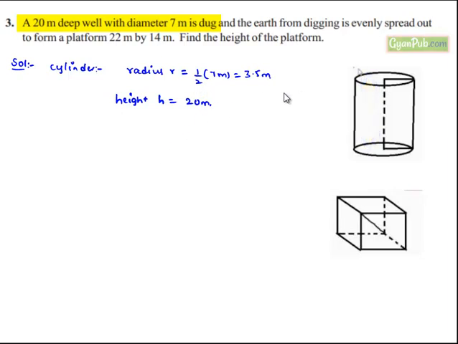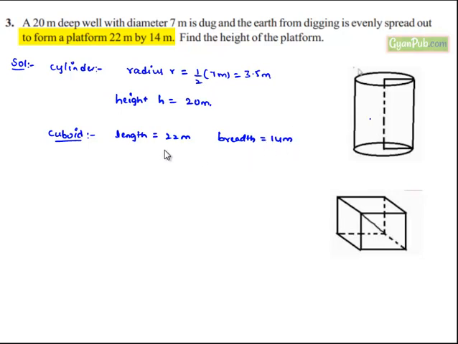Now he says that the mud from this dug well is taken and used to form a platform in the form of a cuboid. So for that cuboid, we have length, which is 22 meters, and breadth as 14 meters. Let this be L, let this be B, and he is asking us to find the height of the platform.